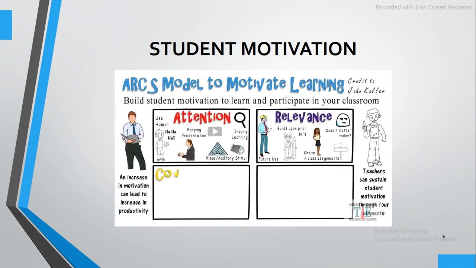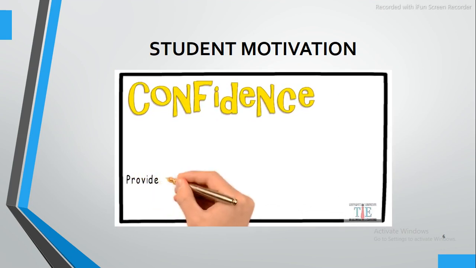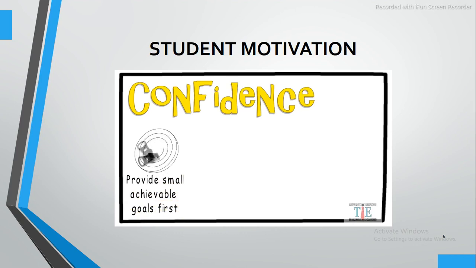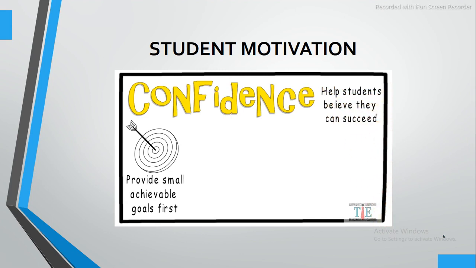Continuing with the third element to increase motivation, the C from ARCS, confidence. Students need to believe they can do the work. You can help them believe by first providing small but achievable goals for your students, which will build confidence. You need to help your students believe that they can succeed and be successful. They often think, what's the point of me trying if I'm just going to fail anyway?